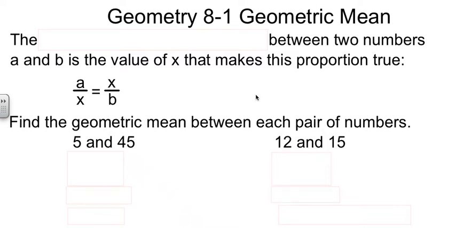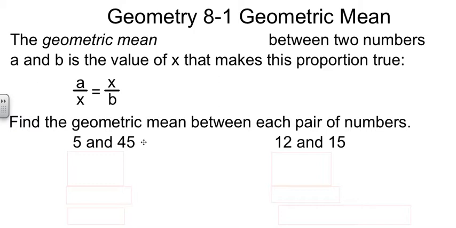This is Geometry Chapter 8, Section 1, in which we will be studying the geometric mean. When we talk about a geometric mean, all we're talking about is a value for x that makes a proportion true, a over x equals x over b. They'll tell you the two numbers, a and b, typically, and your job is to find the value that makes it true.